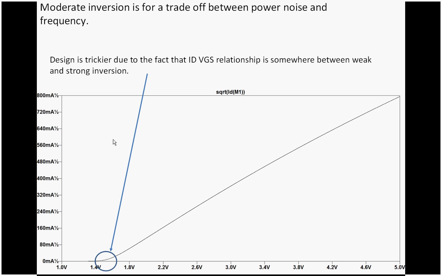Now moderate inversion, we can see that there's this, I guess I have to call it a curvy spot. Right here it's straight because I've taken the square root of ID. If I'm taking the square root of something that depends on the square, I should get pretty close to a straight line. Well, this isn't a straight line. It's moderate inversion, and it's a trade-off position between power, noise, and frequency. Just because it's a little bit harder to come up with a hand calculation doesn't mean that it's not a valid place to design.